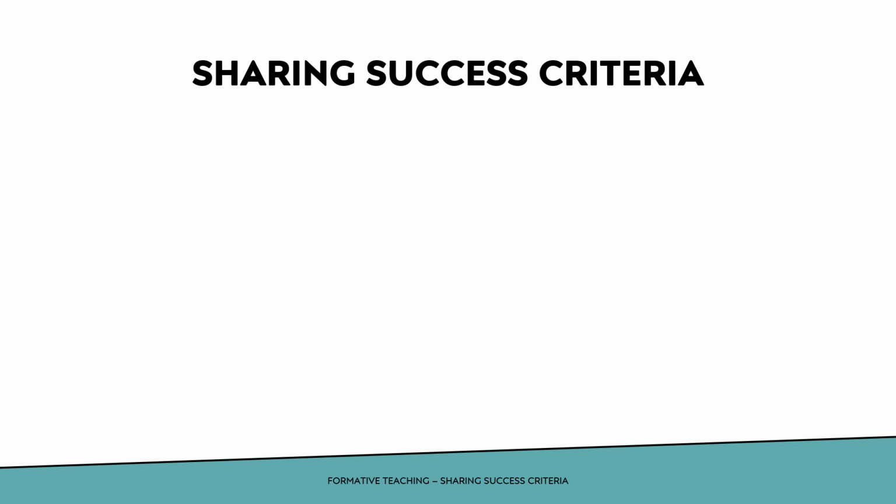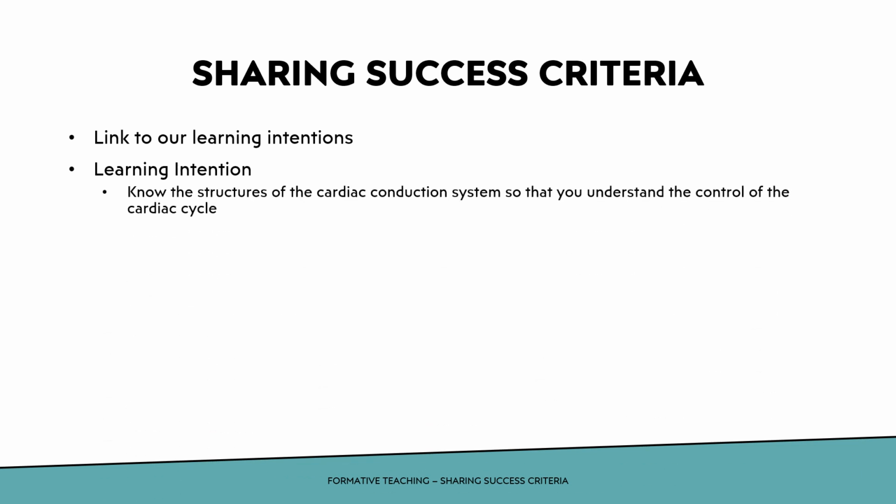To make sure our success criteria are appropriate, it's really important that we link our success criteria to our learning intentions within our teaching. So as an example, I'm just going to give you a quick example from some year 12 PE. So the learning intention could be to know the structures of the cardiac conduction system so that you understand the control of the cardiac cycle.